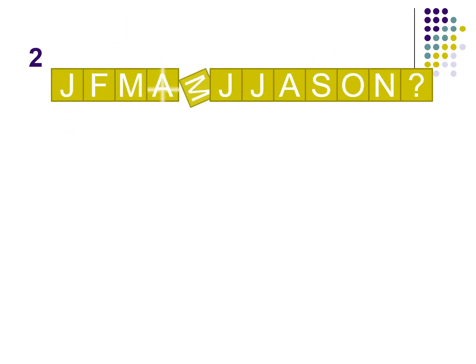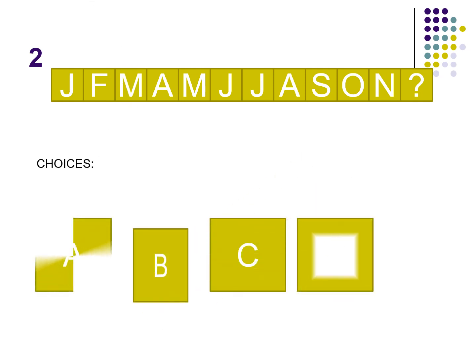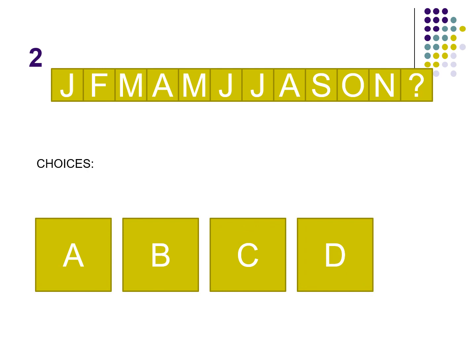Okay, next. Let's continue. Number 2. We have the following letters: J, F, M, A, M, J, J, A, S, O, N, and then unknown. What would be the next letter in sequence? The choices are letters A, B, C, and D. So the correct answer would be letter D. Why letter D?